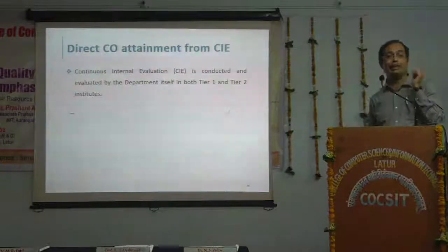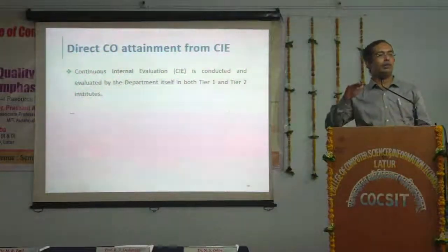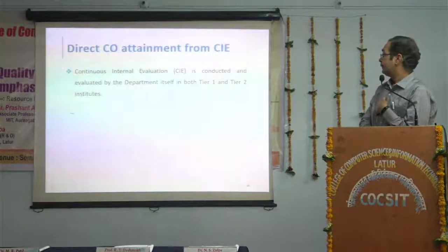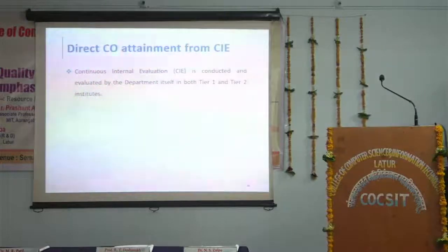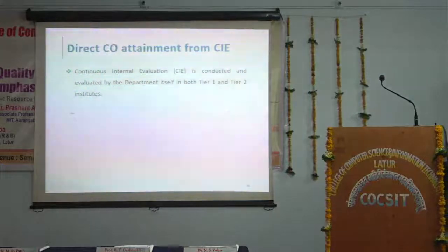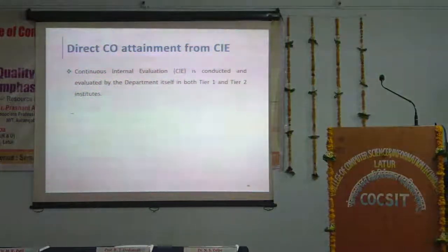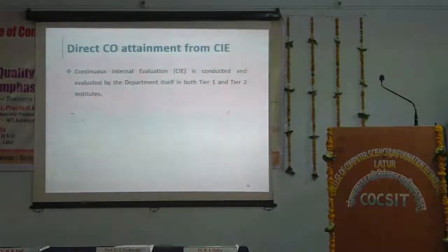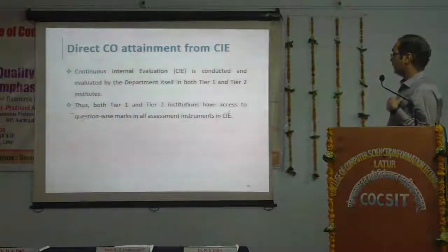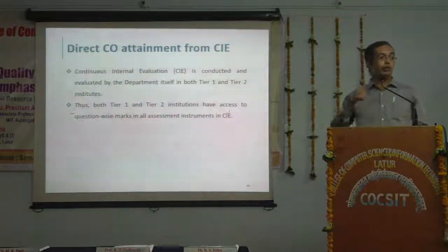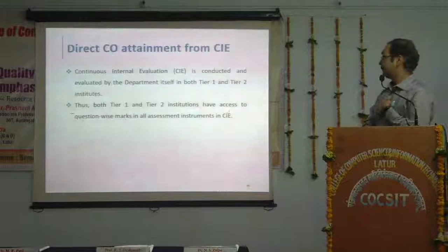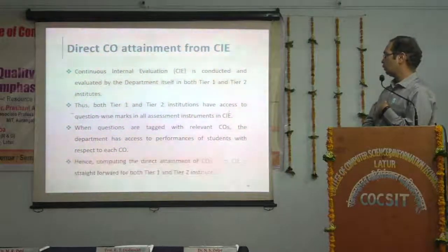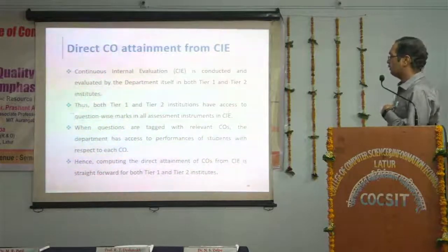The problem that we will find is not in the continuous internal evaluation, because tier 1, tier 2 institutes are doing it on their own, right? Whether you are autonomous or non-autonomous, you have to do it at your institute. Thus both tier 1 and tier 2 institutes have access to the question wise marks, because whenever you are doing attainment, question wise marks are required. So when questions are tagged with relevant COs, the department has access to performance of all students with respect to each CO. Hence, computing the direct attainment of COs of CIE is straightforward in both tier 1 and tier 2.